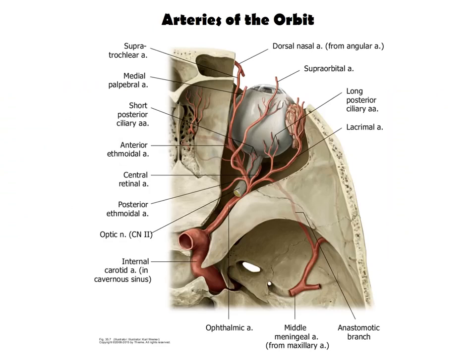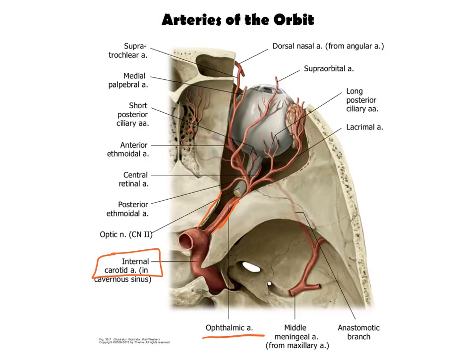Let's take a break from the nerves and muscles of the eye for a moment to look at the arteries of the orbit. The source of blood supply to the orbit is from the ophthalmic artery, which is shown here. Notice that the ophthalmic artery courses through the optic canal, and it originates from the internal carotid artery.